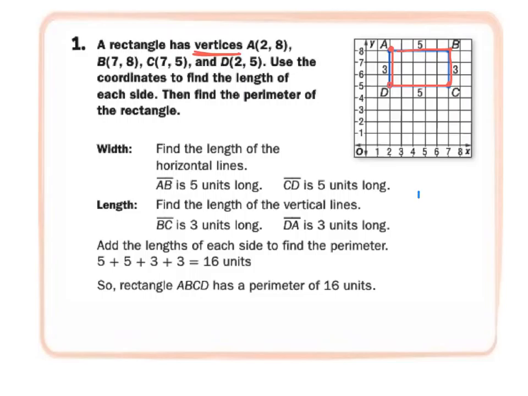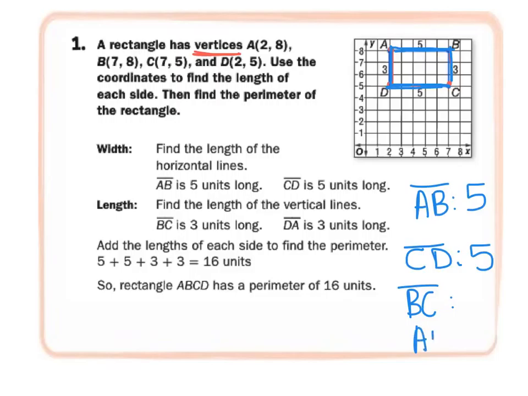So if I was to start with AB, that means the segment of A to B. So I'm going to draw over that AB. I'm going to count the squares. 1, 2, 3, 4, 5. So the length of AB is 5. And then the opposite length of that is also 5, and that is CD. And then on the other side we have BC and AD. Okay, so BC is 3 and AD is 3.